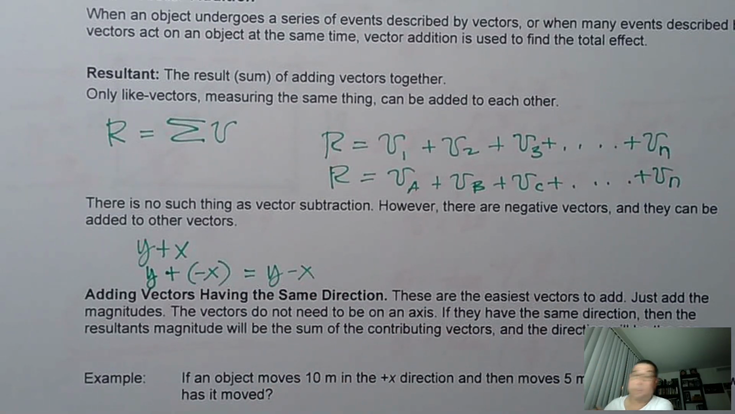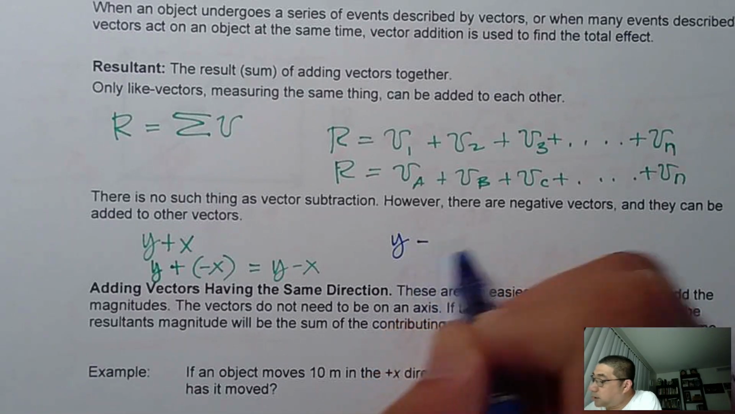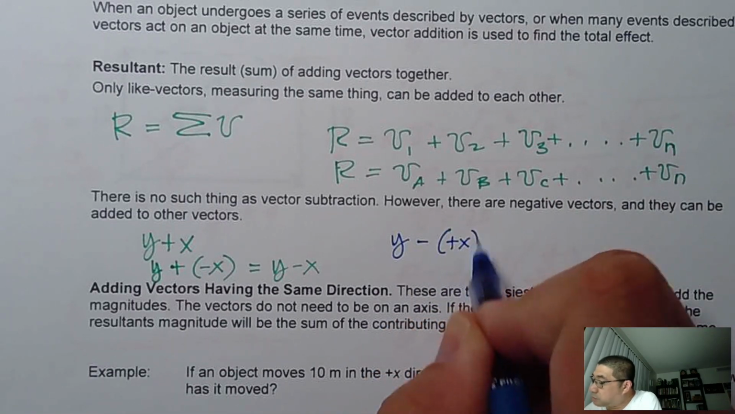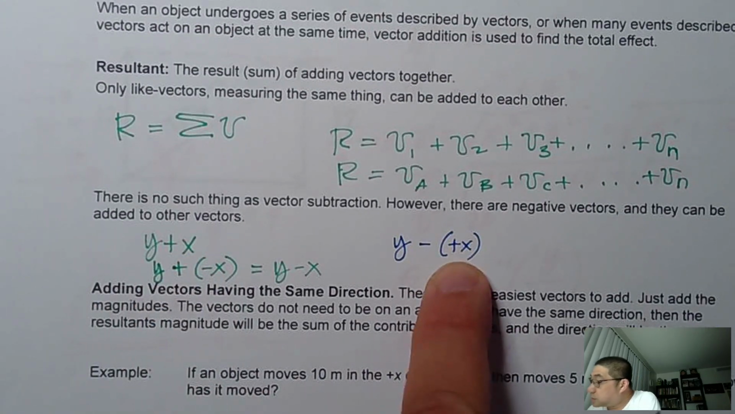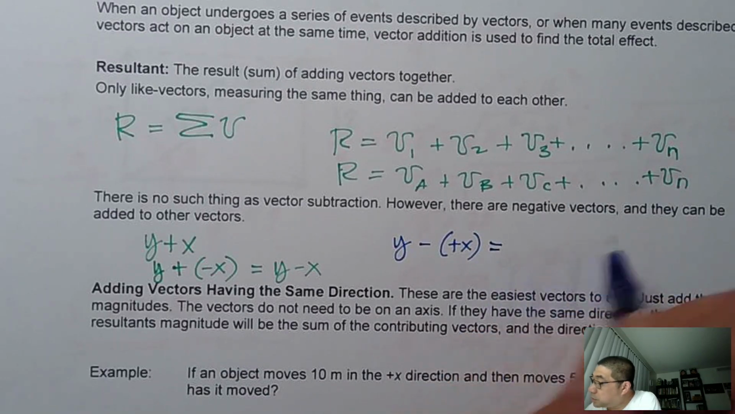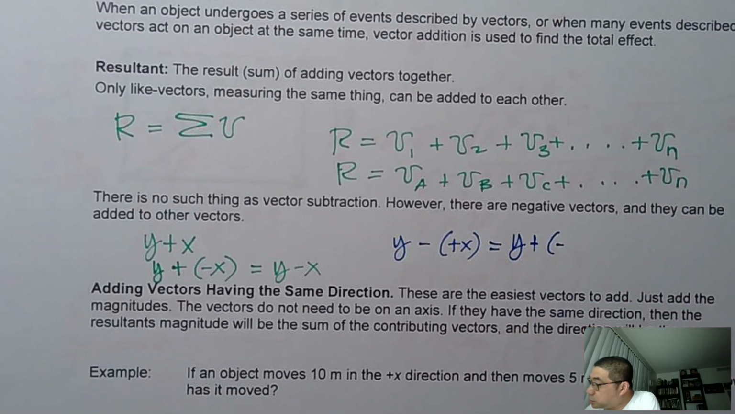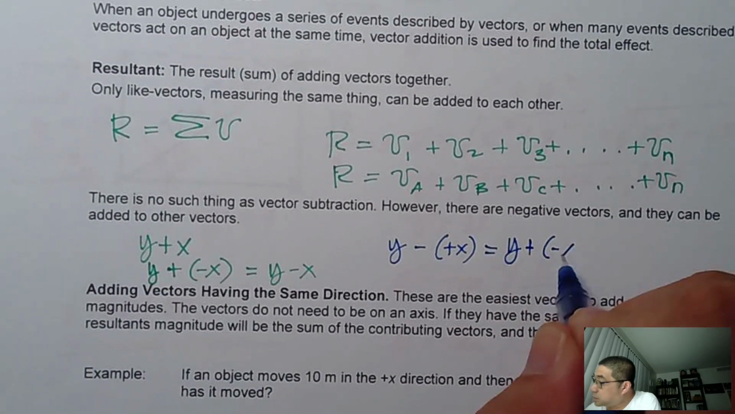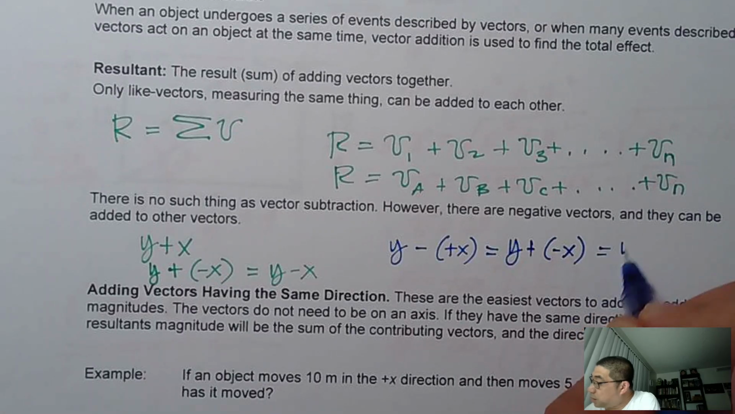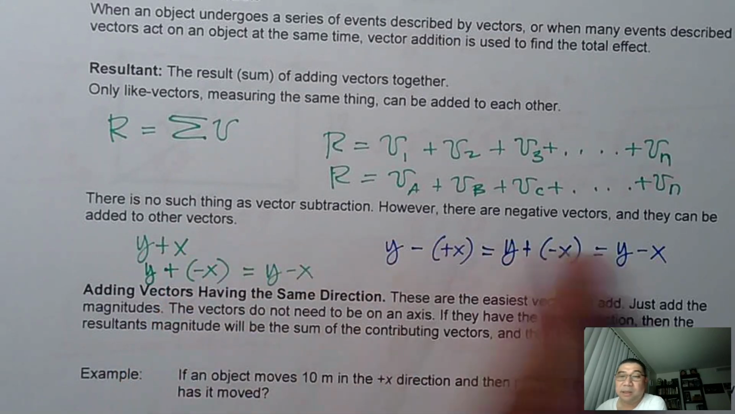Now, if it is subtraction, it's going to be different. So what if we have y minus positive x, which is this same one over here? So what will happen is that you will change this into y minus negative. So you change this into the operation of addition. So y minus x. So this will give you y minus x, not y plus x. Okay, so y minus x.